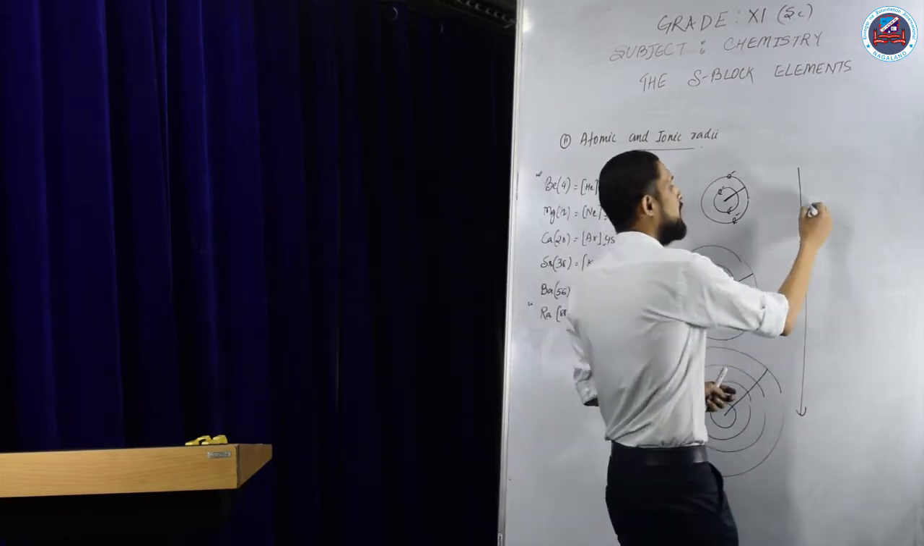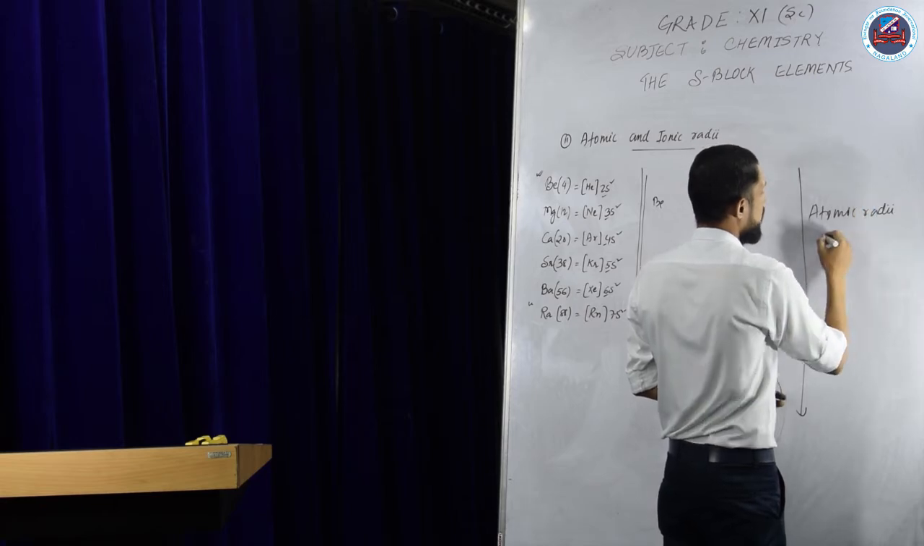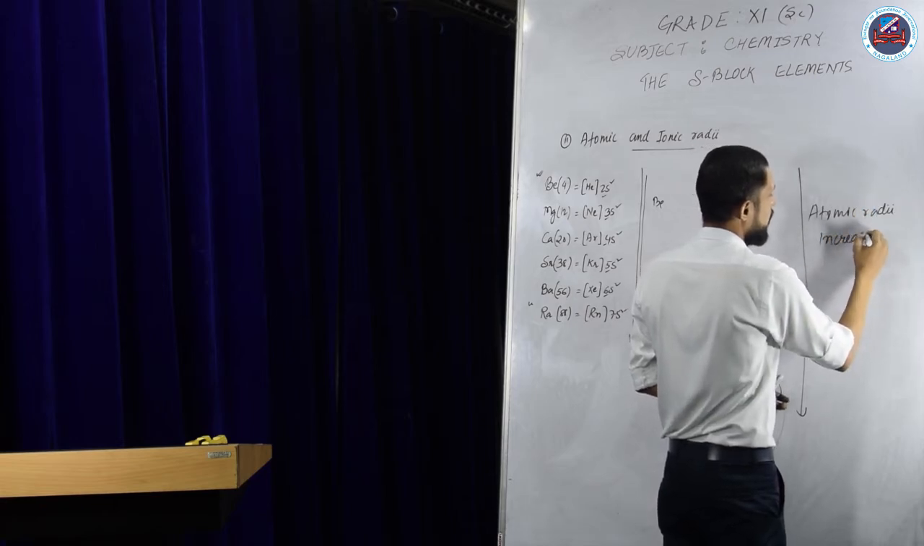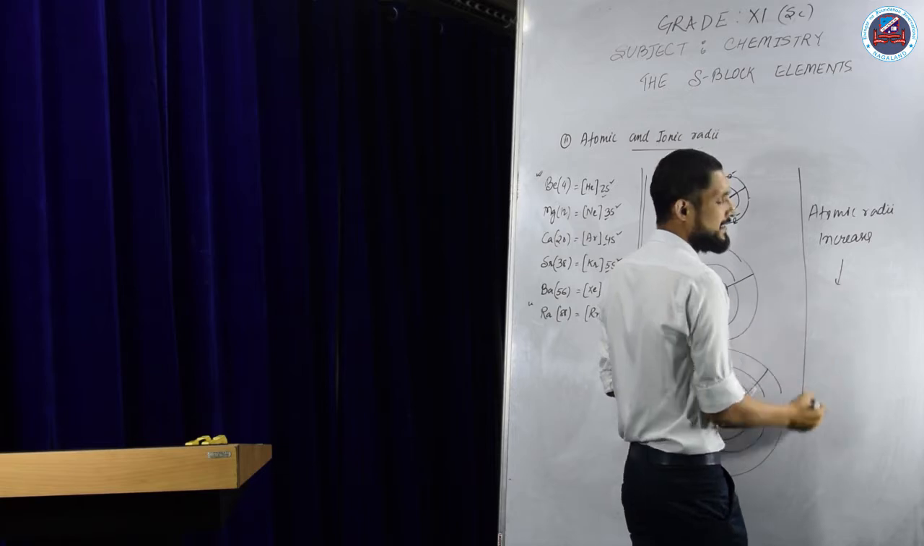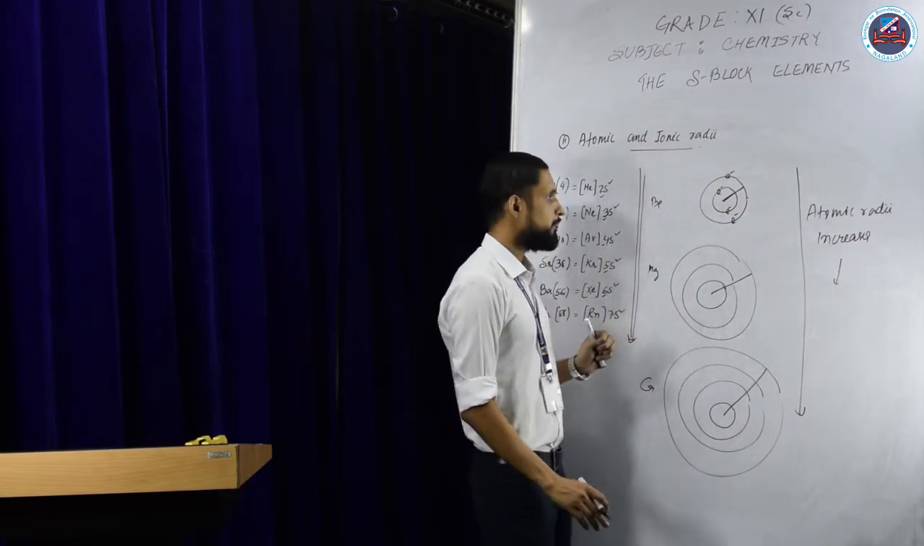The atomic radii increases due to increase in number of electronic shells. Simple, due to increase in number of electronic shells.